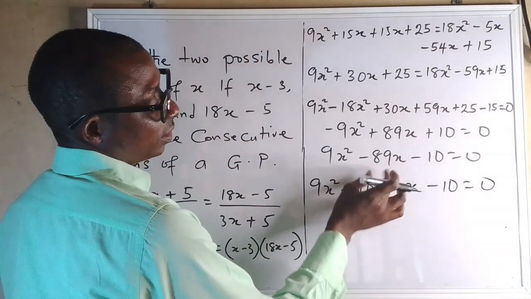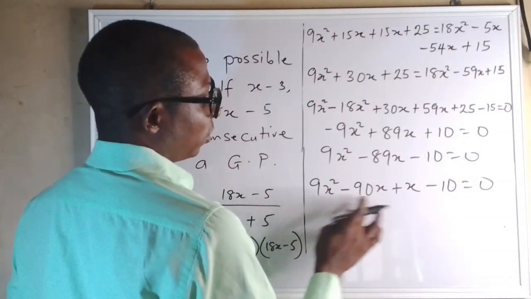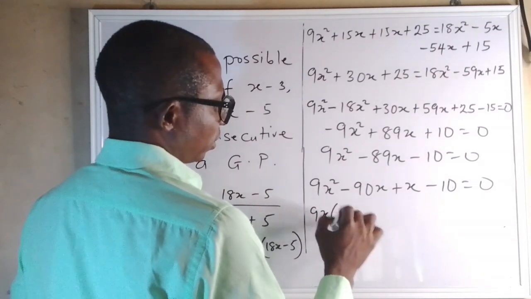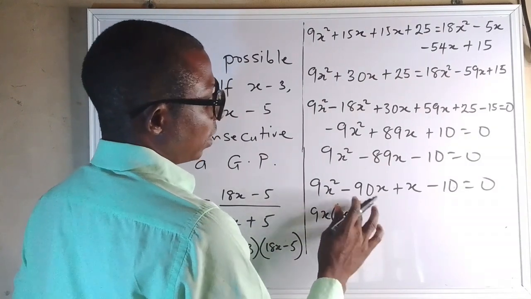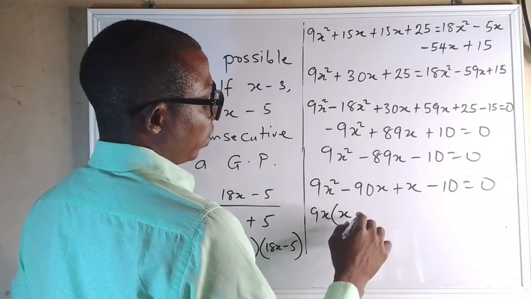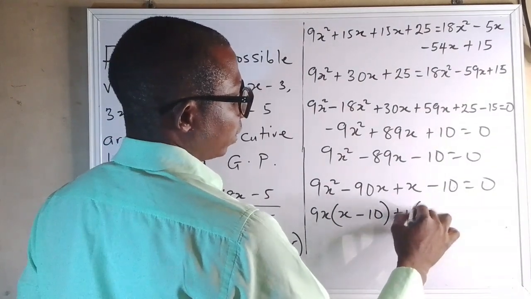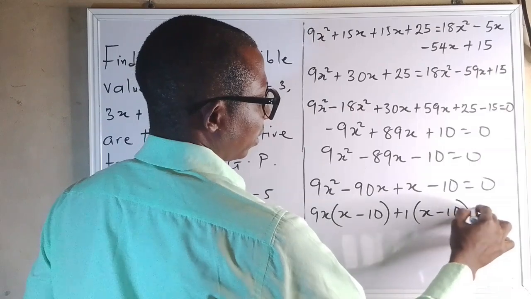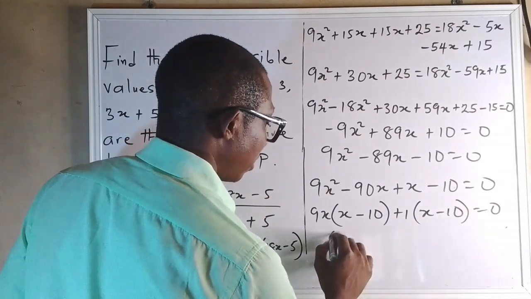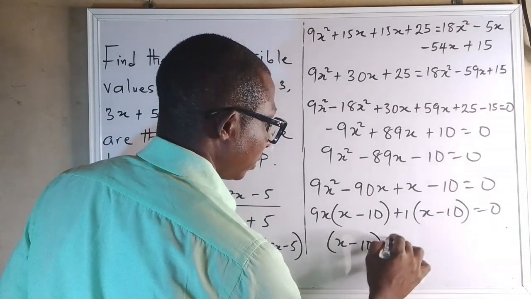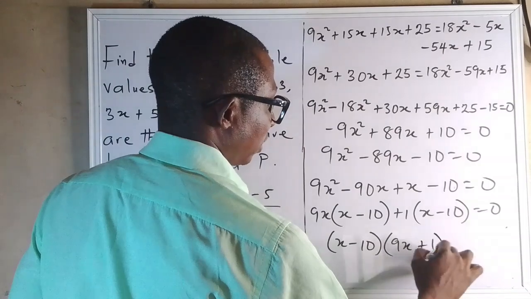You can see this one is still the same thing as this. All right, so the next thing is to factor out. What is common? We have 9x is common. That is 9x can go here. 9x goes here. Now we have what? We have x. And 9x goes here. We have 10. Okay, so what's the common factor here? It's 1. We have x minus 10 equals to 0. Okay, so let's factor out this. So we have x minus 10 times 9x plus 1 equals to 0.